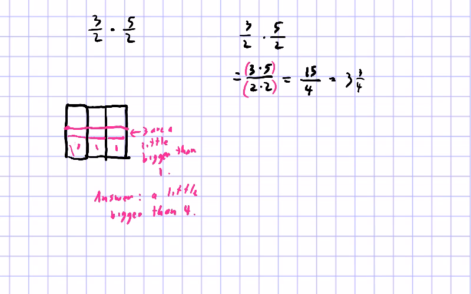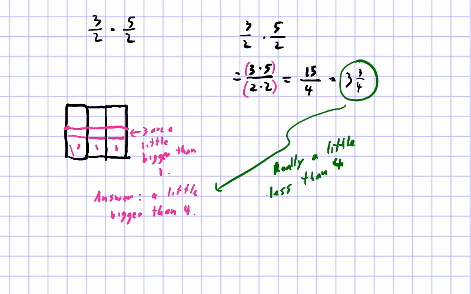So it looks like I was actually wrong about this when I drew. I thought that it would be a little bigger than 4, but clearly my drawing wasn't quite to scale. So my answer is really a little less than 4. But this is the correct answer. So my picture was just off a little bit on its scale, but you can see roughly the visual meaning of all of this.